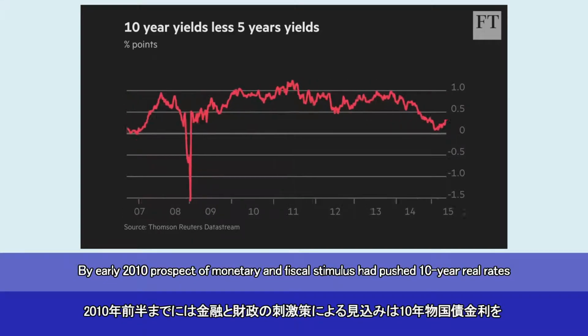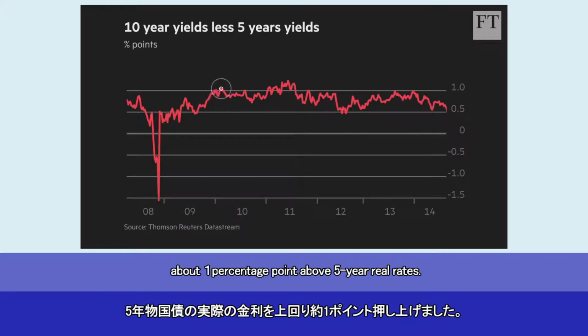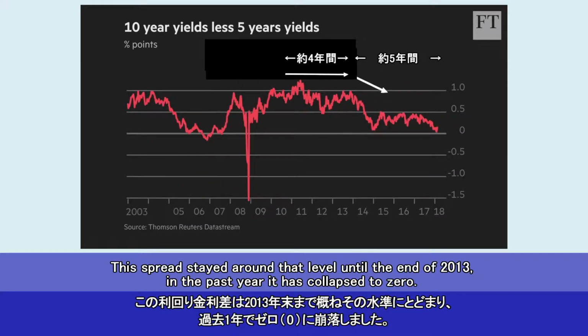By early 2010, the prospect of monetary and fiscal stimulus had pushed 10-year real rates about 1 percentage point above 5-year real rates. This spread stayed around that level until the end of 2013. In the past year, it has collapsed to zero.